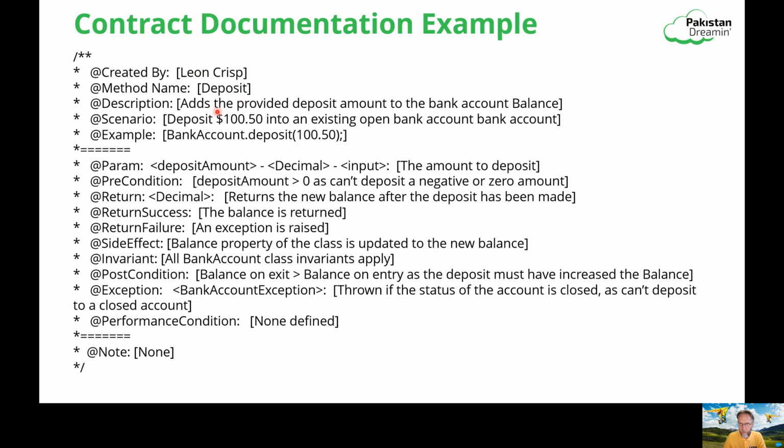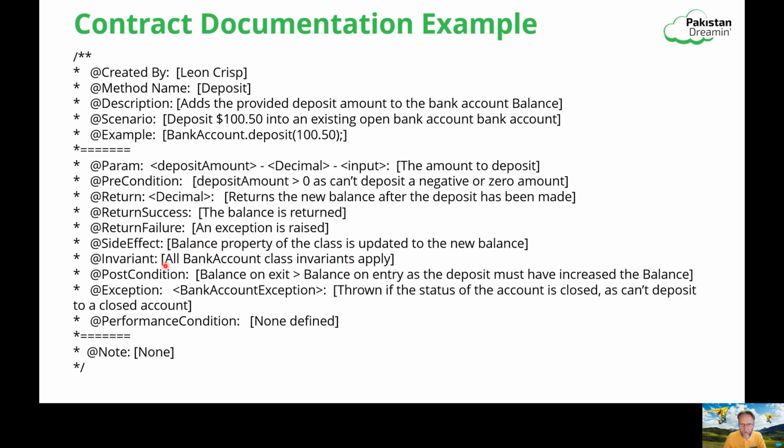It's going to provide a deposit amount to the bank account, and so on. We have a scenario example. Documented the parameters, what it returns, a side effect here, which is it's going to update the balance property of the class. So this isn't a parameter passed in, but it's going to update that, so that counts as a side effect.